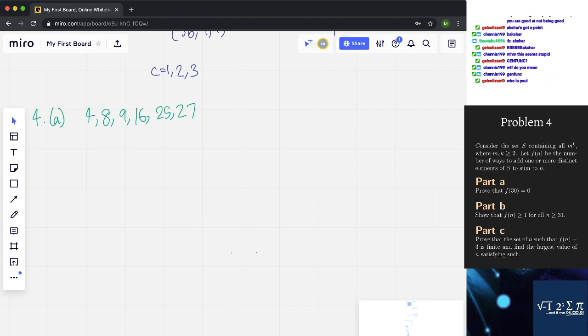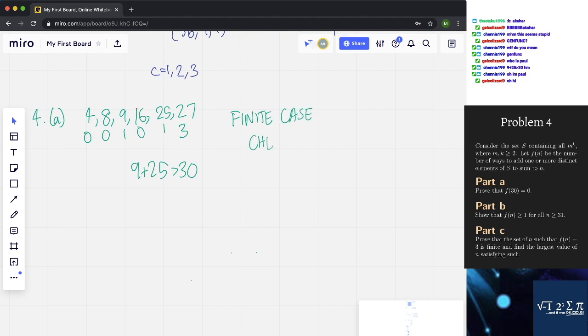0, 0, 1, 0, 1, 3. So yeah, you can't do anything because as Chen has said, 9 plus 25 is greater than 30. So yeah, we just killed it with finite case check. Okay, very interesting solution to 4a.